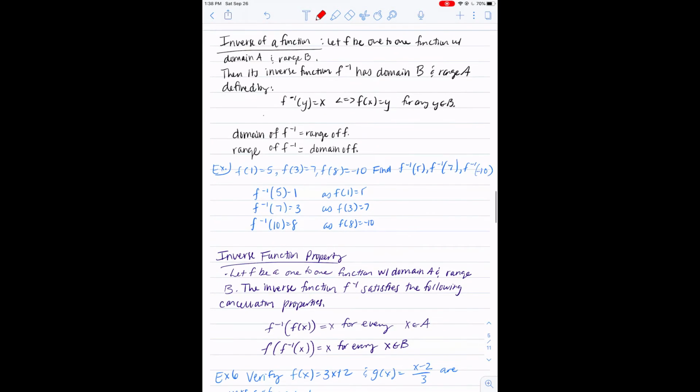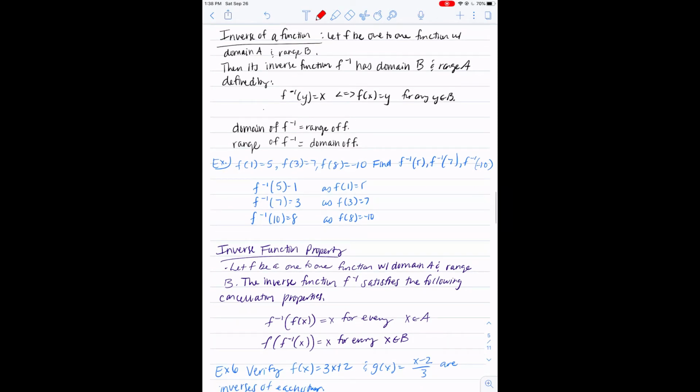Okay, so the inverse of a function. Let f be a one-to-one function with domain A and range B. Then its inverse function, f inverse, has domain B and range A, defined by f inverse of y equals x, such that f(x) equals y, for any y in B.